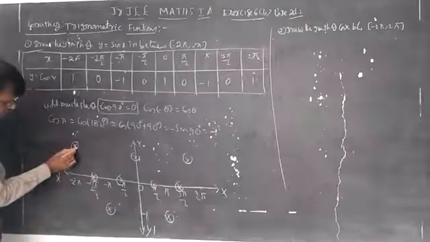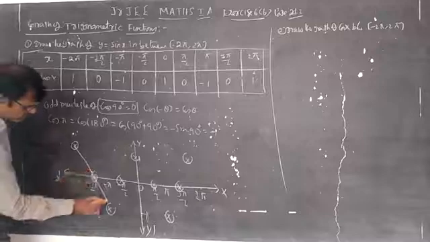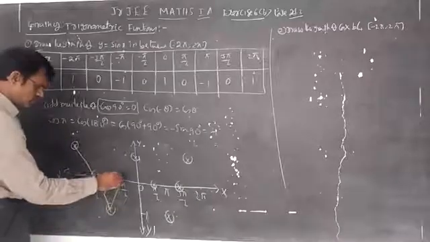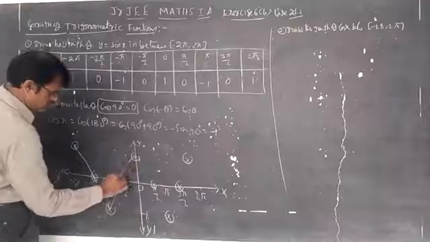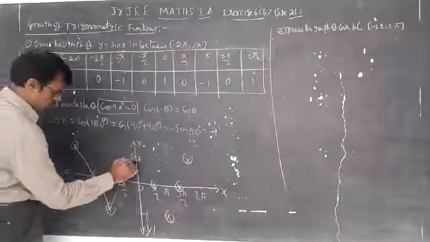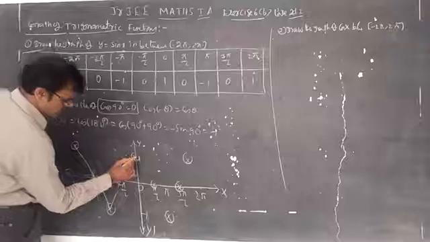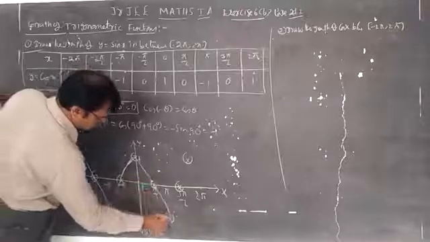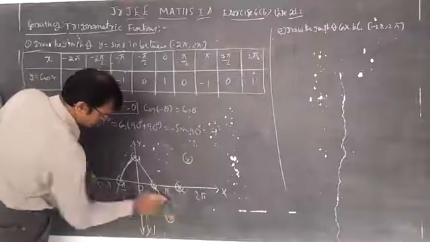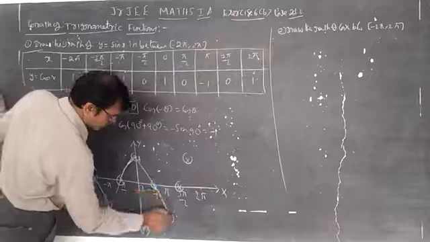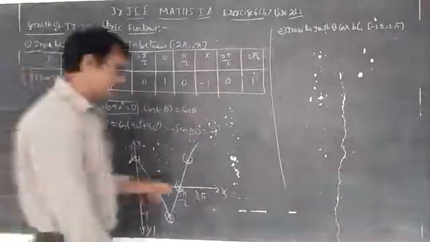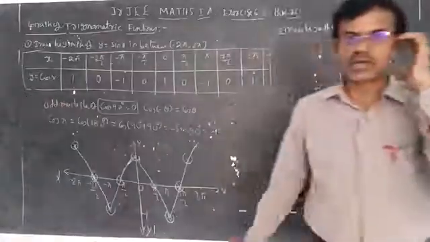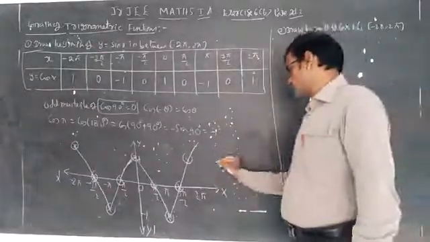From here onwards, draw the graph with free hand. Join like this. Draw the graph like this. This is the graph of cos x.